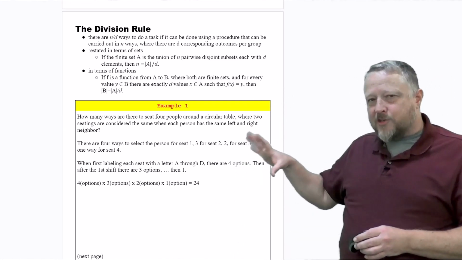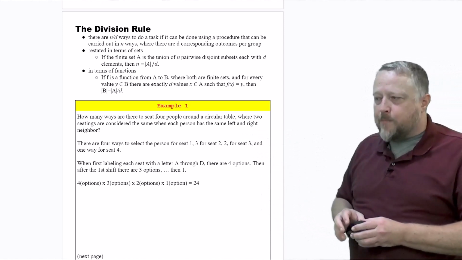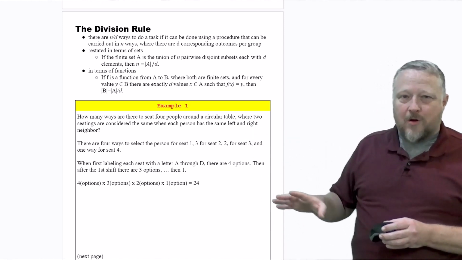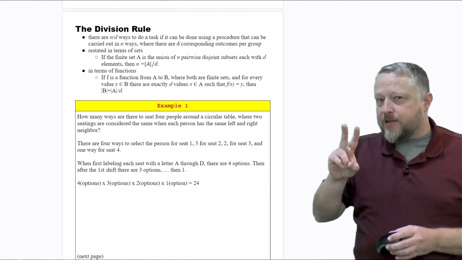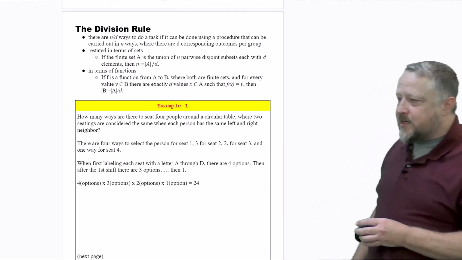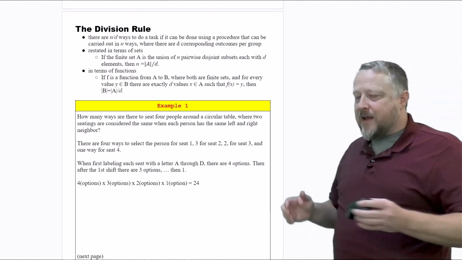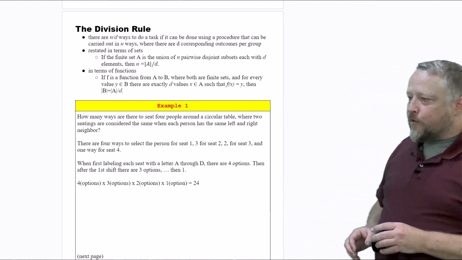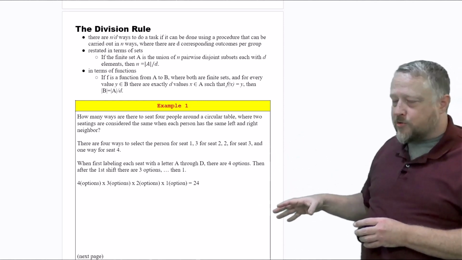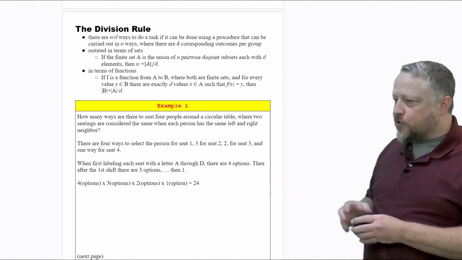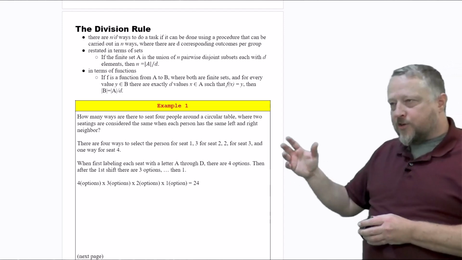So let me get to an example here. How many ways are there to seat 4 people around a circular table? You're going to see graphs and pictures in a minute, where seatings are considered the same when each person has the same left and right neighbor, and that's where the D comes into place. There are 4 ways to select the person for seat 1, which I'll show you in a second. Again, a picture is worth 1,000 words. When we first start our labeling, you're going to see A through D, and then there's going to be 4 options where each of them shift.